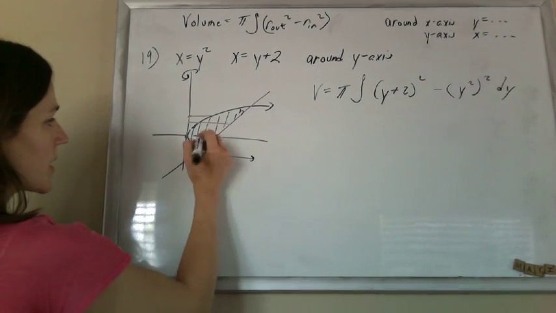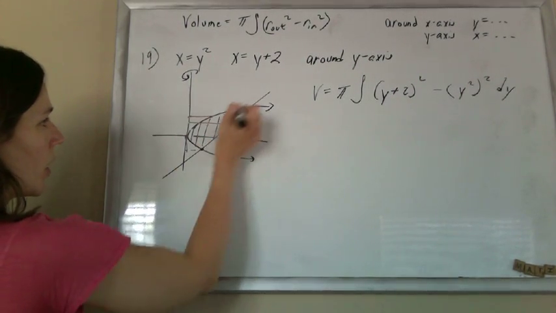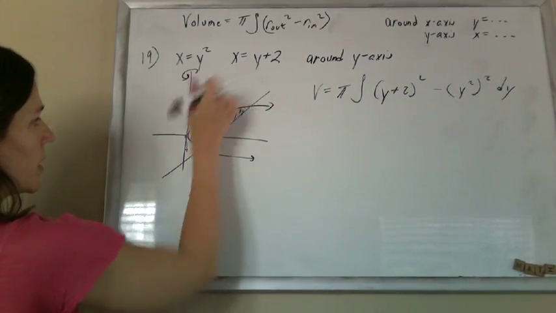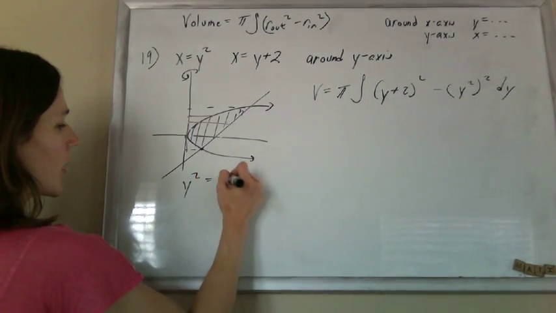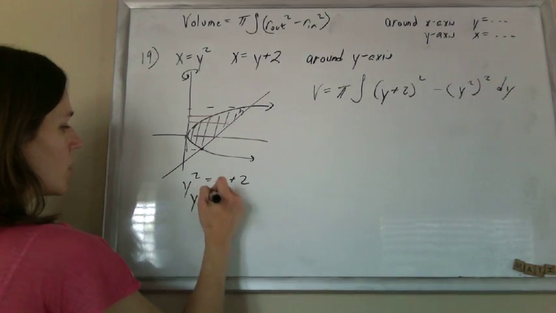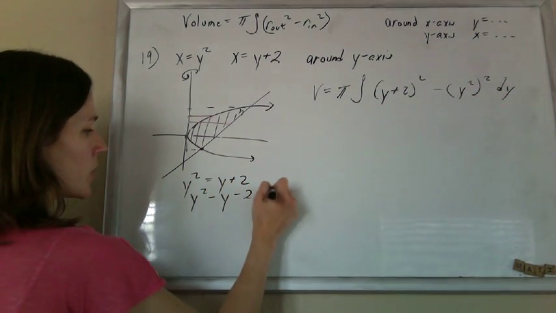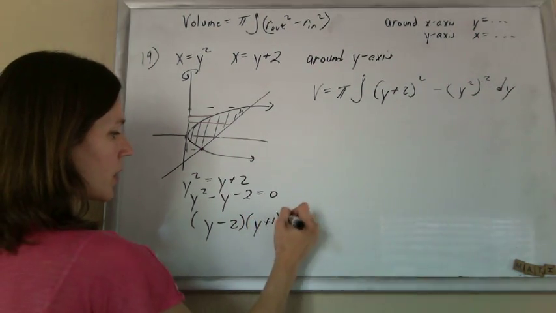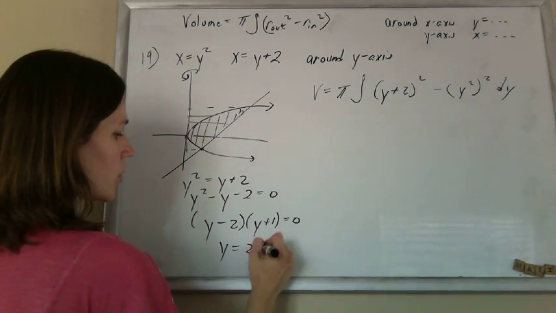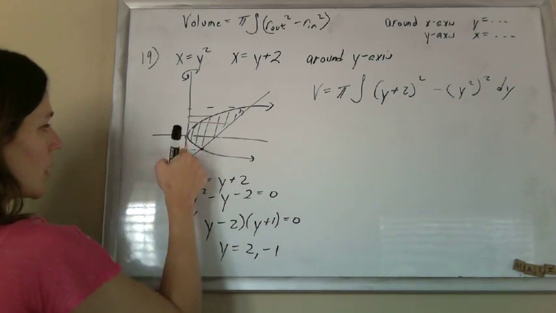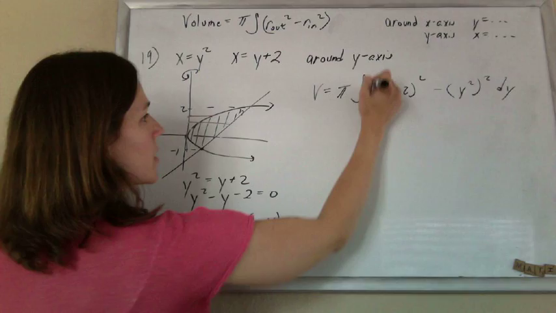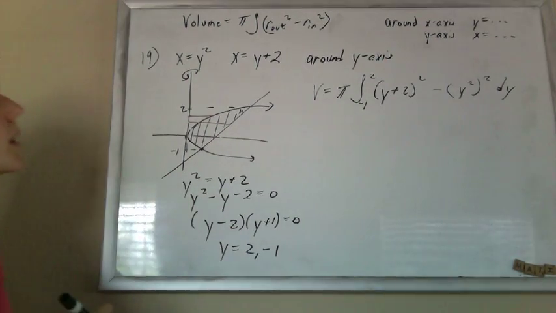I need limits. I need to know where these guys meet. So I'm going to set them equal. Y squared equals y plus 2. Y squared minus y minus 2 is 0. So y minus 2 times y plus 1 is 0. So y is 2 or negative 1. So negative 1 to 2, that's what the y's are doing. So negative 1 to 2, that's our setup.